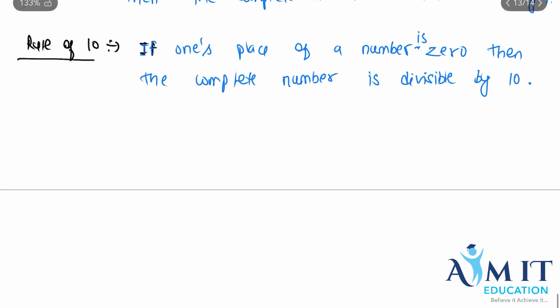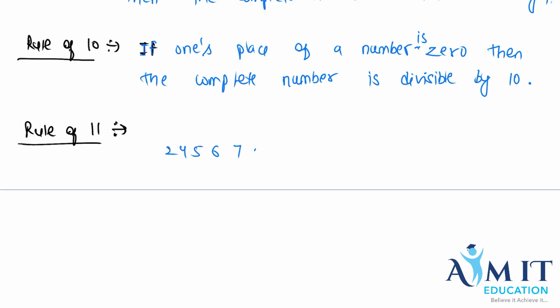Then we have rule of 11. This is the last rule. After that, we are checking the numbers by individual, by the proper division we can check. Okay, so rule of 11 is like there is a number. I'm writing here a number 2, 4, 5, 6, 7, 9, 5. Okay, so we have to check the place number.